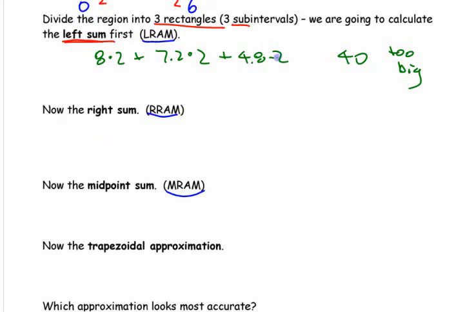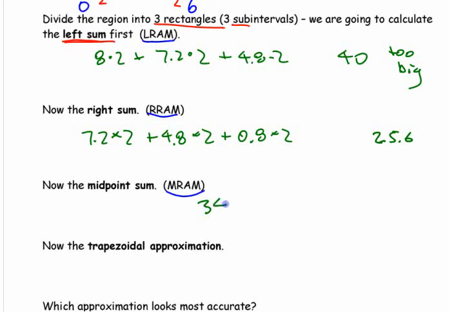It was basically all of this stuff plus the small end of the thing, right? 7.2 times 2 plus 4.8 times 2 plus 0.8 times 2. What did you say it was? 35? No, it's 25. It's got to be something smaller than the real number, right? 25.6. Correct. The midpoint sum works out pretty close. Did you do the midpoint sum? Right now. Oh, you're just guessing? It's 34?